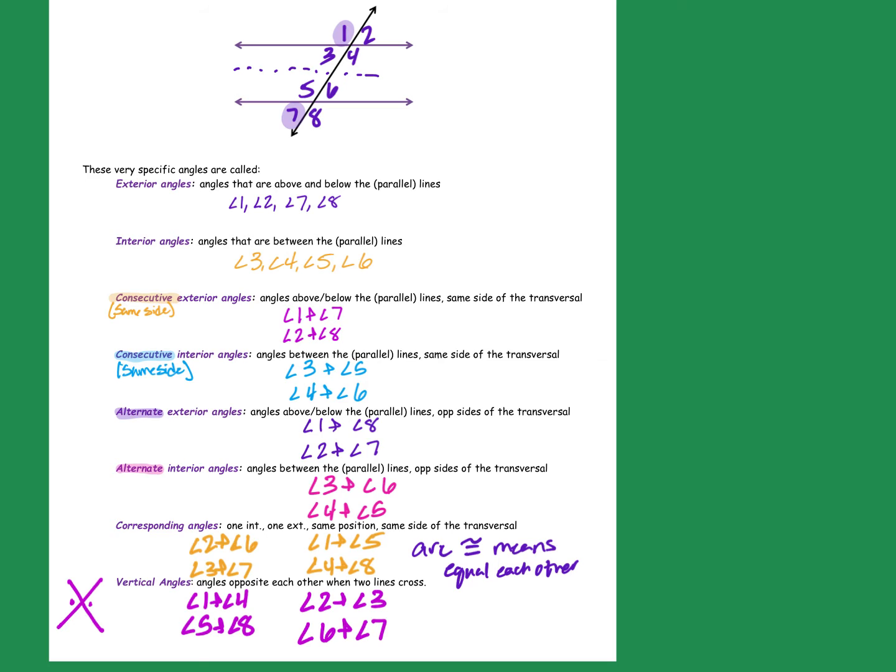All right? So if I said angle 1 was 40 degrees, what would angle 5 equal? If angle 1 is 40 degrees, what would angle 5 be? 40 degrees, because they equal each other, right? Awesome.